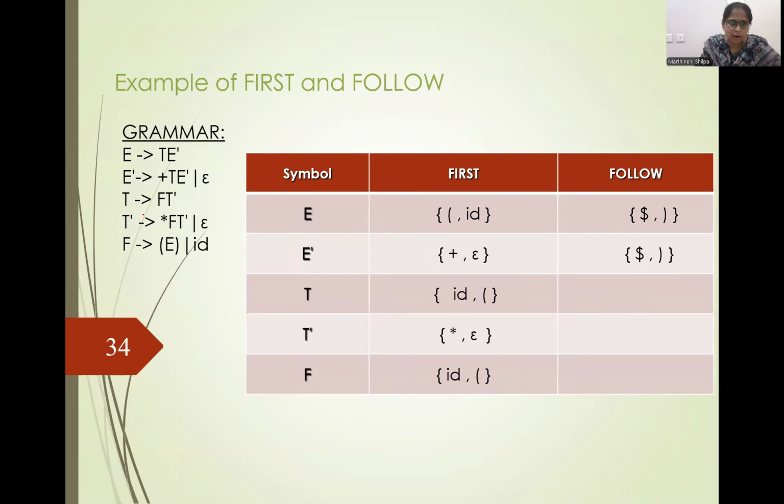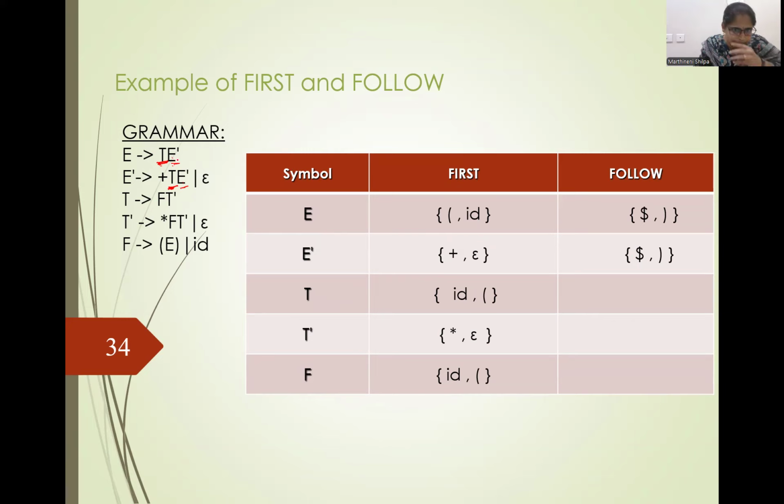Now let us compute follow for T. T is deriving F T dash. Check whether T exists on the right hand side of the productions or not. Yes, it does. T exists in the first production and in the second production, but T is followed by E dash. Now compute first of E dash. By computing first of E dash, we can find the follow of T. First of E dash is plus, epsilon.